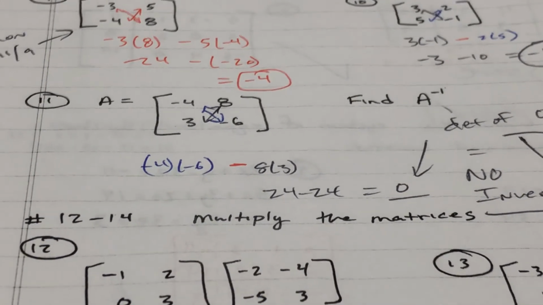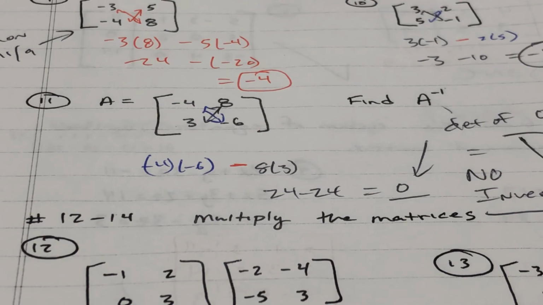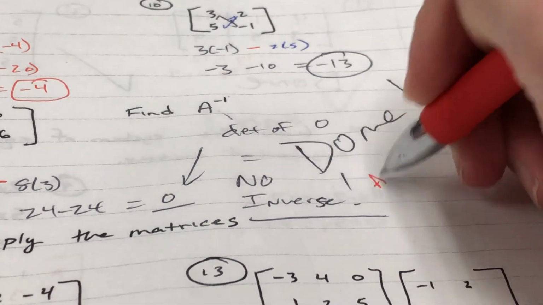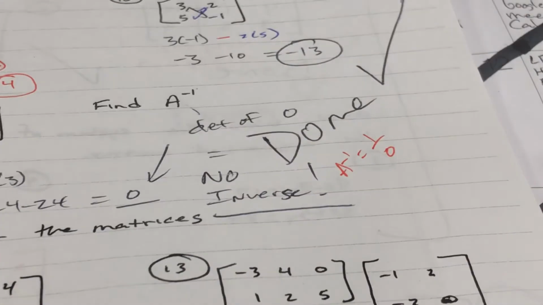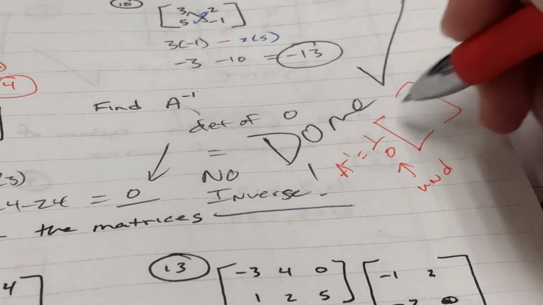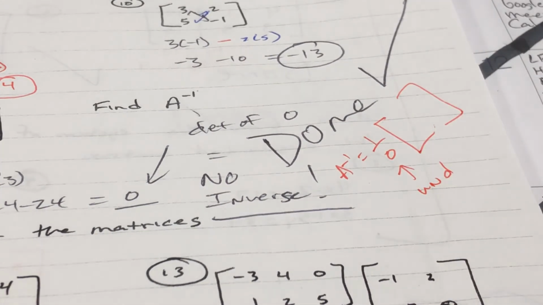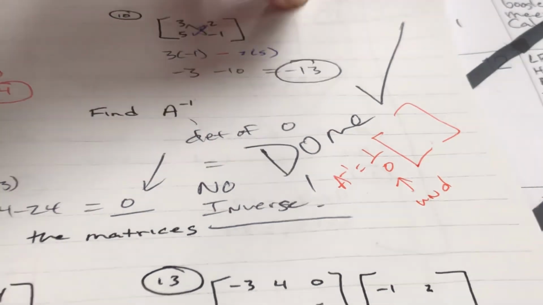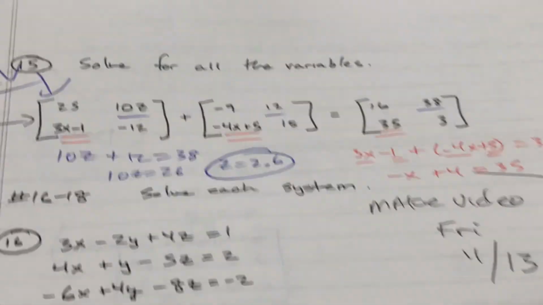Find A inverse, but we don't have to do much here because if you get a determinant of 0, you have no inverse. Because A inverse is 1 over the determinant. Right away, that is undefined. So it doesn't matter what you're multiplying by. Something multiplied by undefined is going to be undefined, no inverse. Use your calculator for 12 through 14. We're going to move on here.